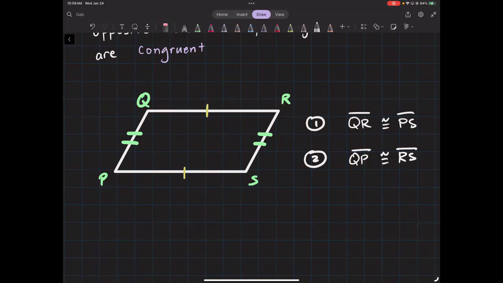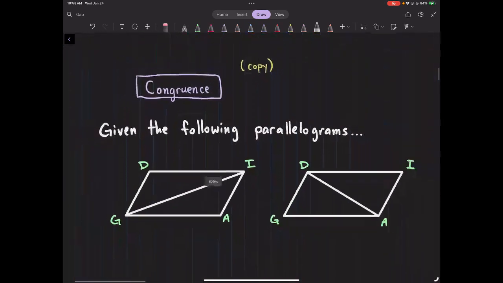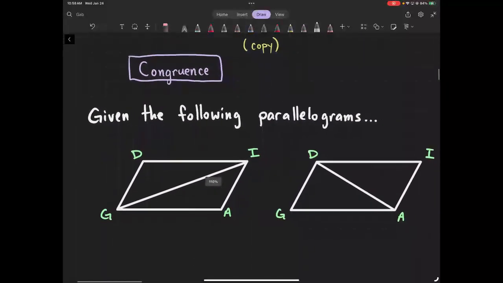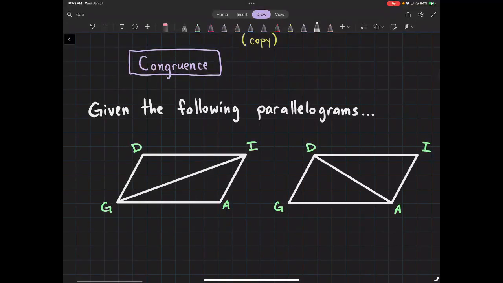Are you guys ready? Okay, this next part is going to go in your notebook. Here's a little section for congruence. Just wanted to talk about. See it in your test and everything. I have to give that to you, right?